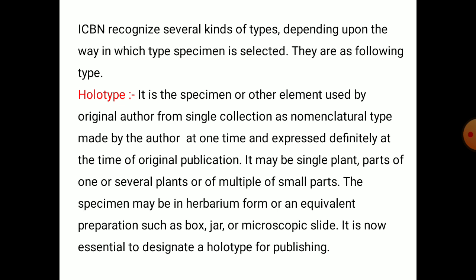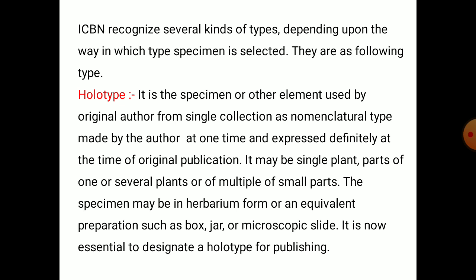The specimen may be in herbarium form, or an equivalent preparation such as a box, jar, or microscopic slide. Whatever specimen he has collected from different locations, if he finds that the species is new, it should be in the form of a herbarium. The herbarium is an advanced technique, given by botanists, of preserving plant specimens. The plant should be in the form of a herbarium or an equivalent preparation, such as a box.